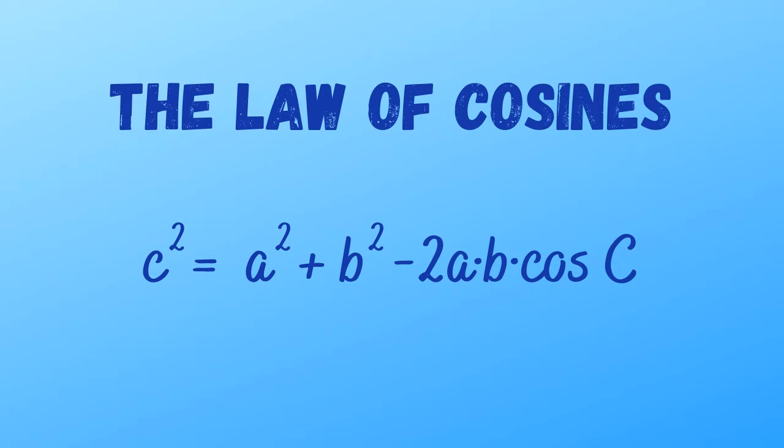We can just think of it as c squared equals a squared plus b squared minus 2ab cosine C. And remember, this is a variation on the Pythagorean theorem, where instead of a right angle for big C and the hypotenuse, little c, any angle and the side across from it will work just fine.